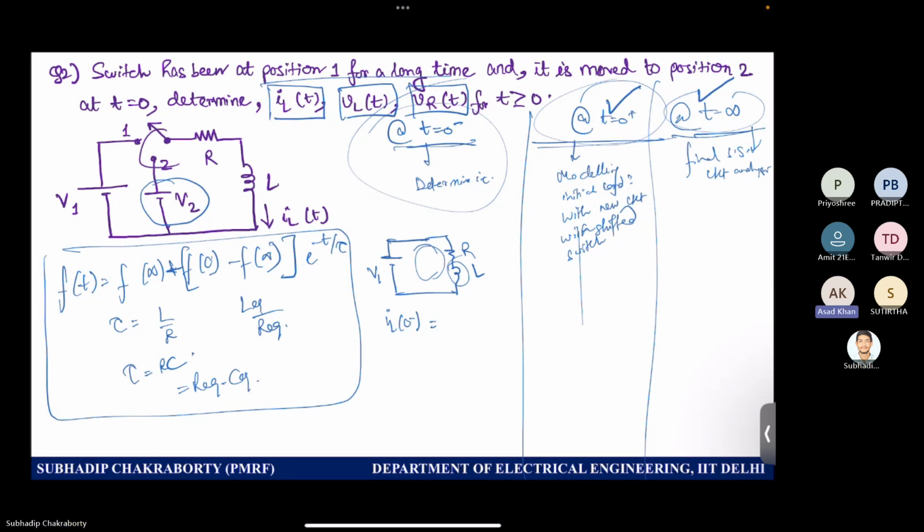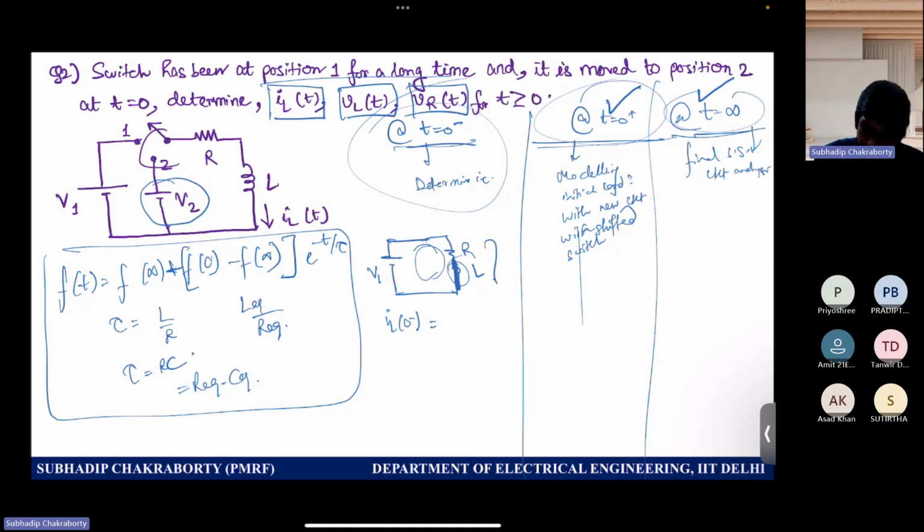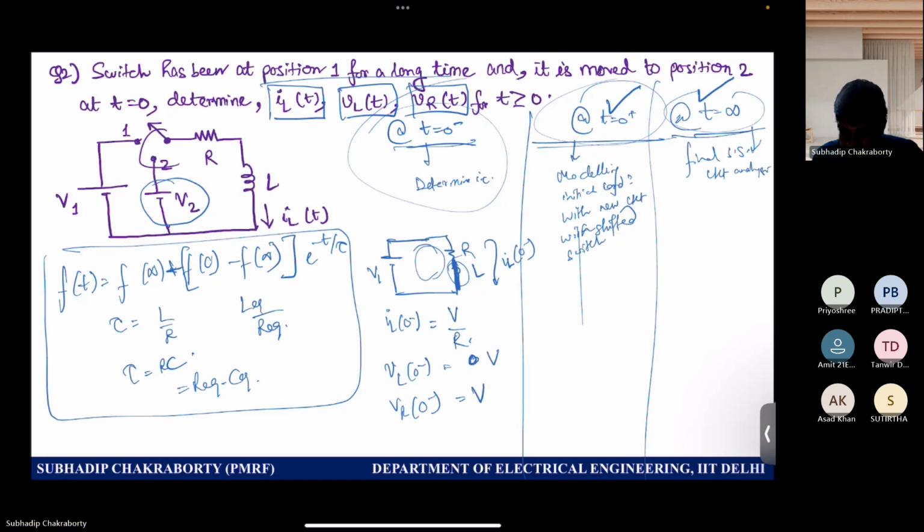V by R. Correct. So it will short. So how to write IL 0 minus? It is V by R. Now you tell me what is VL 0 minus and VR 0 minus. If the inductor is shorted at this moment, it is 0 volts, and VR is the complete node voltage that appears across this R. So the first step is done, correct.